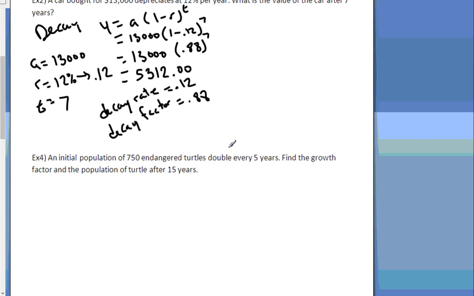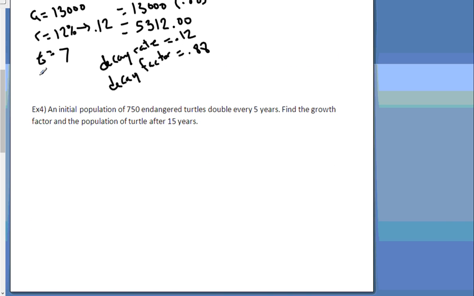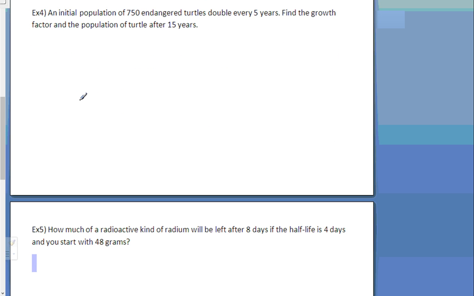Next problem. Really need you to pay attention here. In this problem, it should say example 3. So fix that, please. In example 3, we need to be careful here because the R number is hidden. It says the initial population of 740 endangered turtles doubles every 5 years. Find the growth rate and the population of the turtles after 15 years. Okay? Oh, find the growth factor, sorry, not growth rate. Find the growth factor and the population of turtles after 15 years.